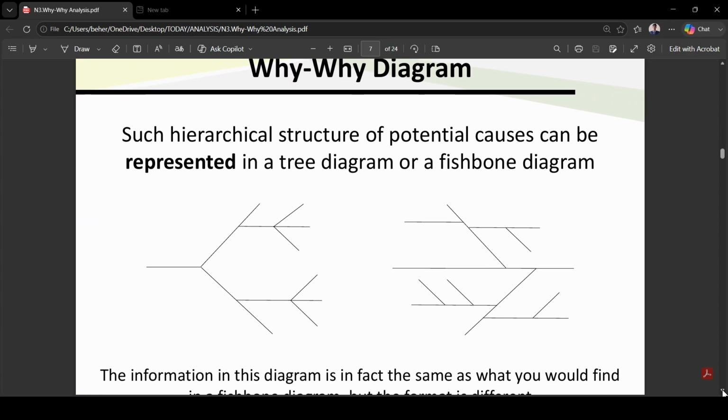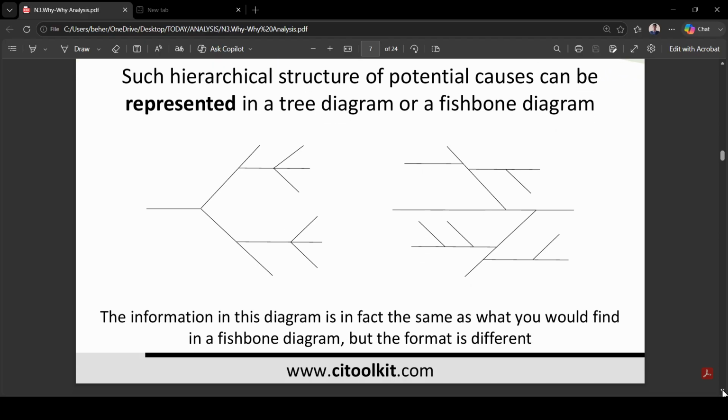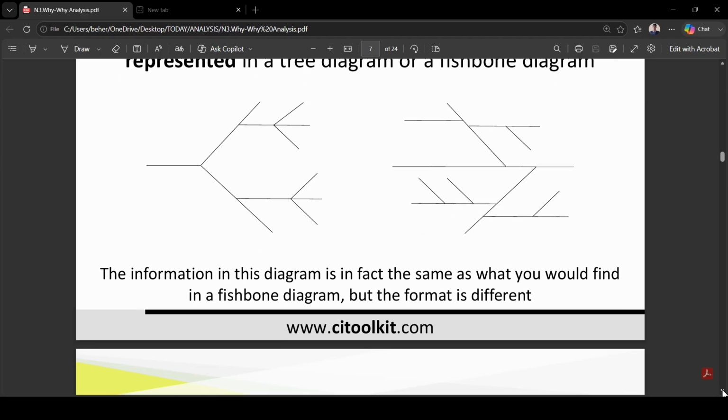So in a why diagram, such a hierarchical structure of potential causes can be represented in a tree diagram or fishbone diagram. The information in this diagram is in fact the same as what you would find in a fishbone diagram, but the format is different.